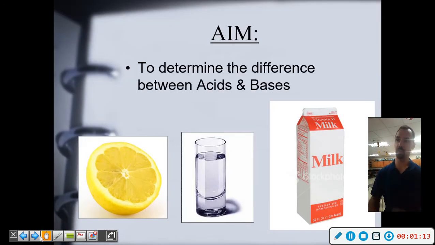So determining the difference between an acid and base. Obviously everybody thinks of an acid, they think of lemons. Lemons definitely are sour. Good example of that. Water is kind of an interesting substance. It's neither an acid or a base. We'll talk why that is and where it falls. And then milk is actually slightly acidic. A lot of people think it's a base. It's really not. So it's slightly on the acid side, but it's a weak acid.